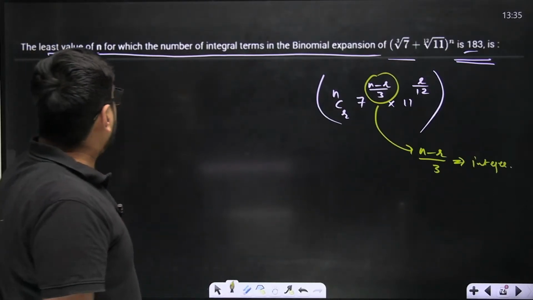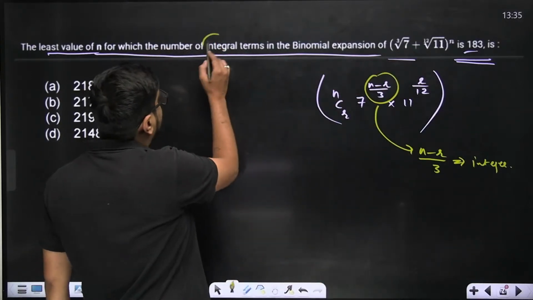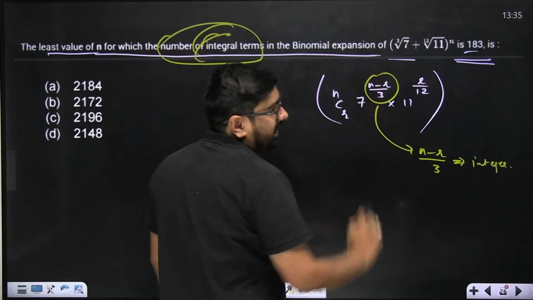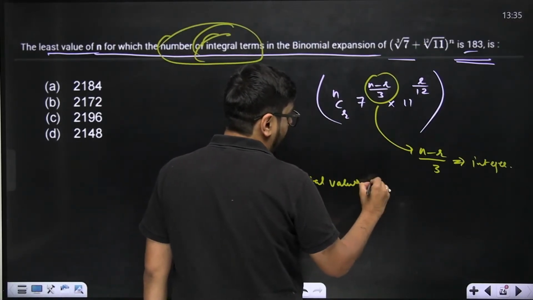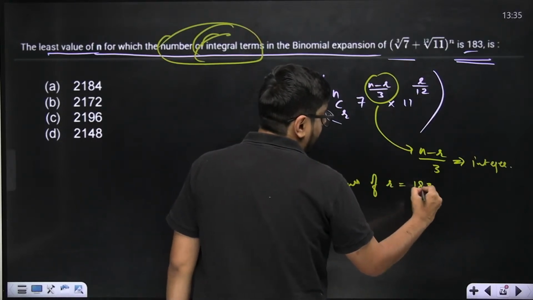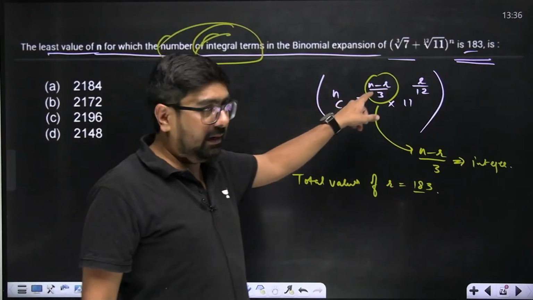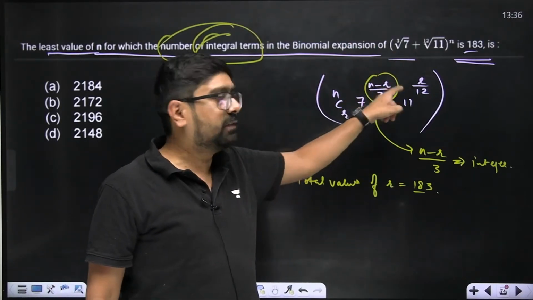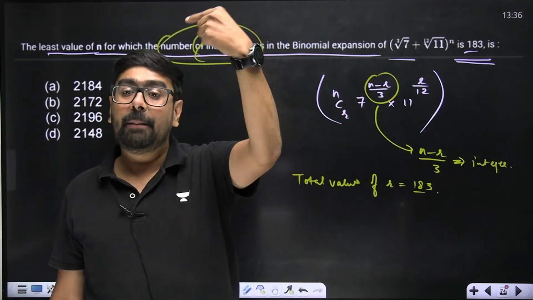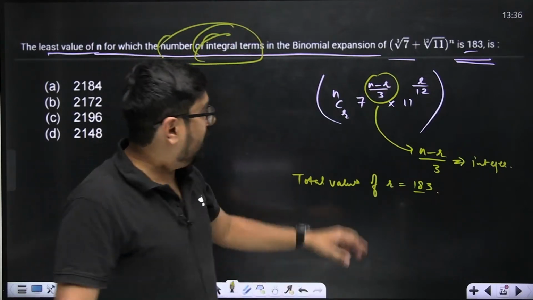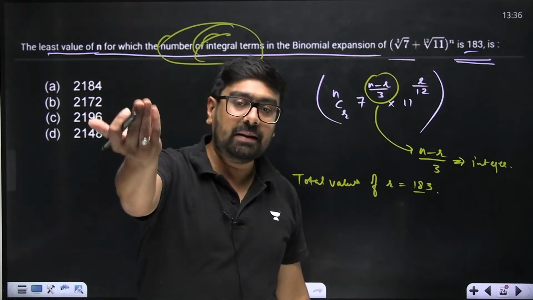Otherwise, how many r's? The question itself is saying the number of integral terms is 183. That means the total number of values of r will be equal to 183. For the term to be integral, r has to be a multiple of 3 and 12 both. The LCM of 3 and 12 is 12, so it should be a multiple of 12. Getting my point? It should be a multiple of 12, and there are 183 such multiples.